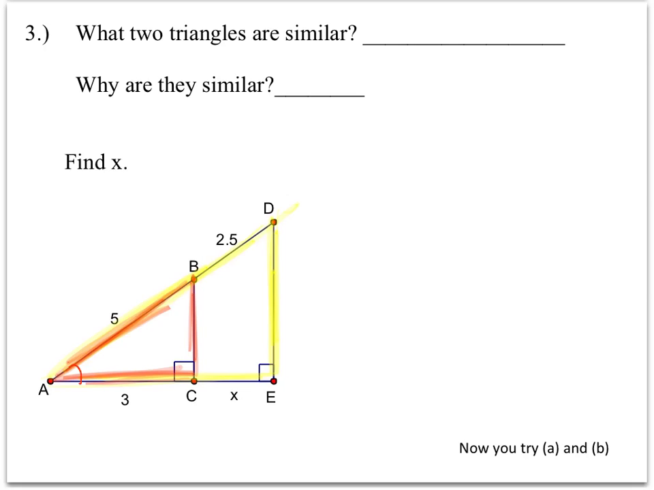Clearly, both of these triangles share this angle, angle A, and they both have a right angle, both angle C and angle E. So we can say that these are similar by angle, and we can make our similarity statement that triangle ABC is similar to triangle ADE. You go ahead and try A and B on your own. You might want to pause it at this point, answer those two, and then we'll move on from there.